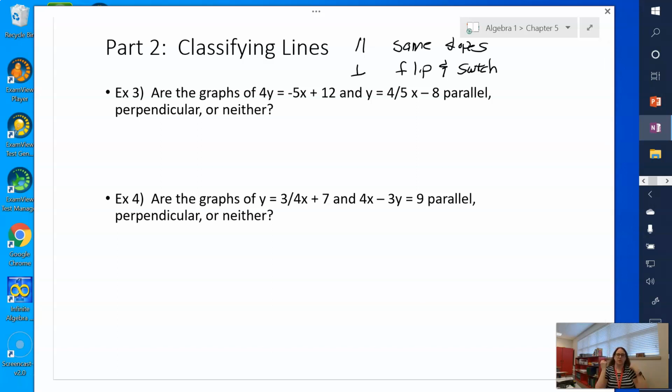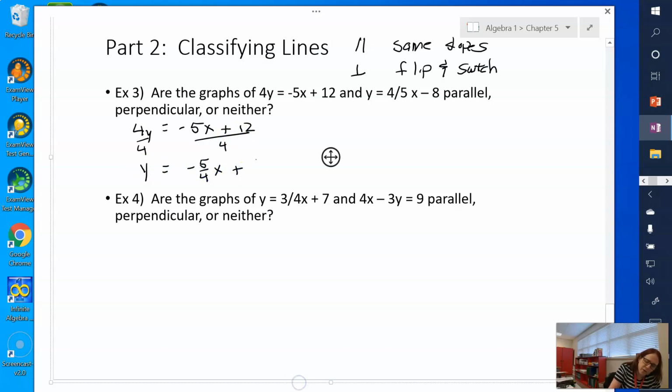I'm going to look at our first equation. We have 4y equals negative 5x plus 12. That's in standard form, so I can't pull out the slope just by looking at it. I'm going to have to do some work. So 4y equals negative 5x plus 12, and I'm just going to divide both sides by 4. I get y equals negative 5/4 x plus 12 over 4, which is 3.